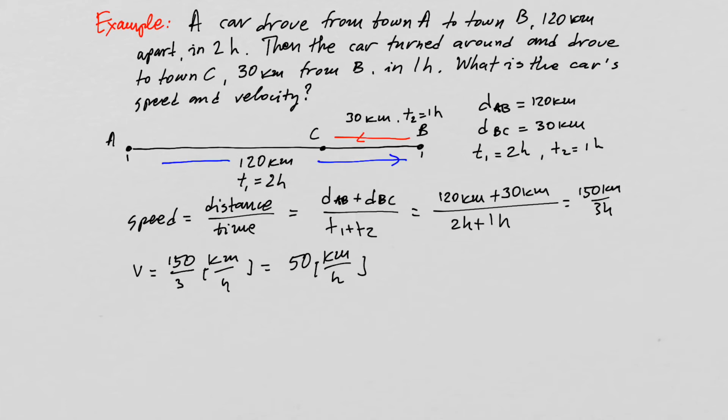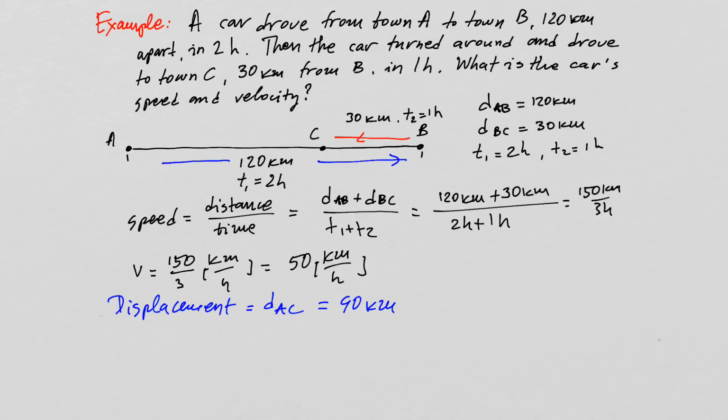For the velocity, the calculation is different because the velocity is calculated as the displacement divided by the elapsed time. What is the displacement here? The displacement is the straight line distance from the initial position to the final position. So the car starts from town A and stops in town C. So the displacement is 120 minus 30, that is equal to 90 kilometers. The displacement is simply the distance between towns A and C, that is 90 kilometers.